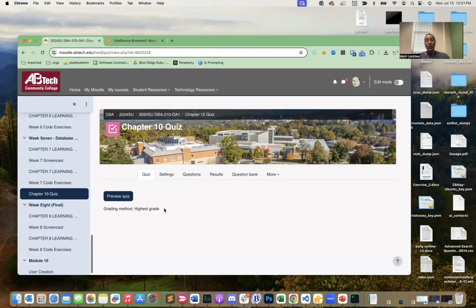And then you've actually got a 20 question quiz. If you recall from DBA 120, I think all those quizzes were 10 questions. So this is a 20 question quiz from the quiz bank for Murach. So spend a little more time on that and really take in as much as you can.